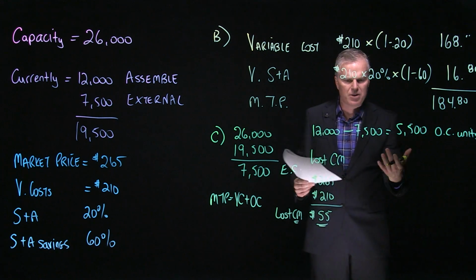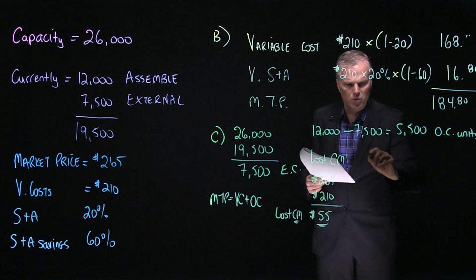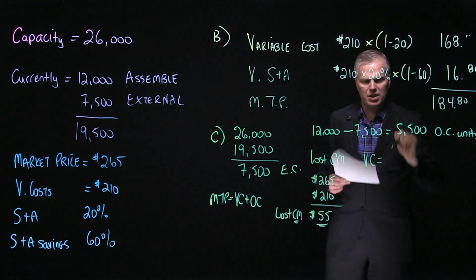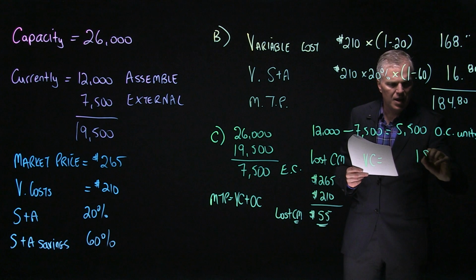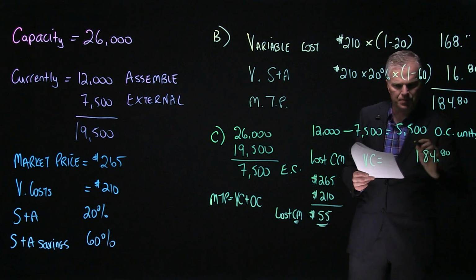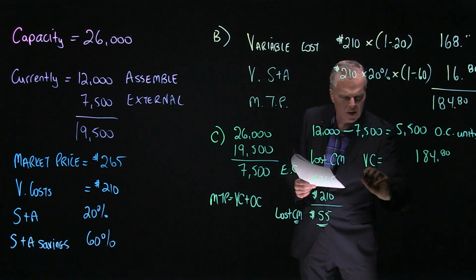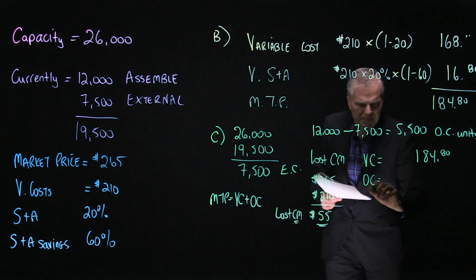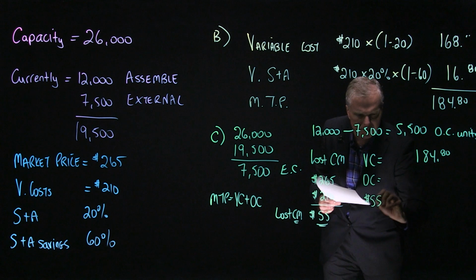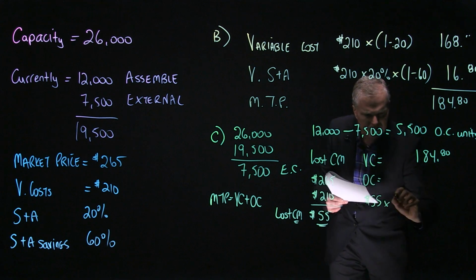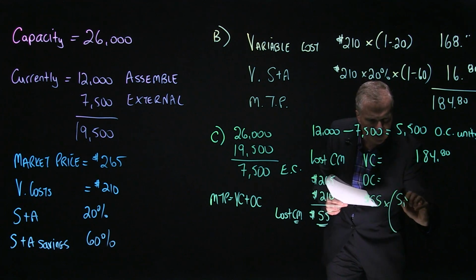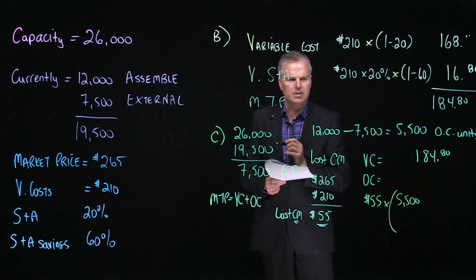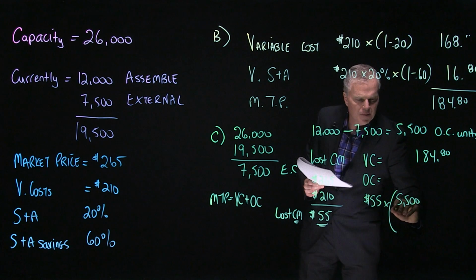So we put it all together now. How do we solve this? Well, variable cost, the first part of the formula, we calculated right up here. $184.80 plus now the opportunity cost. How do we calculate that? Well, it's $55 per unit times the units that we have to forego from external sales. We calculated that right here.